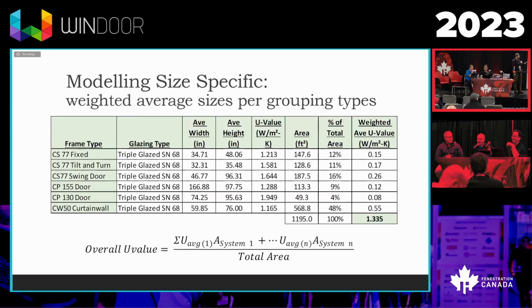So I'm just talking about how we did the modeling size specific. This is just a particular project that we did. We picked all the frame types, all the IGU information. This is the average width and height of each frame all together of this particular frame and this IGU. And then it is their percent. This is their total area and their percent total area. So the impact they have on the entire fenestration product line on that particular project to get it down to a single value.